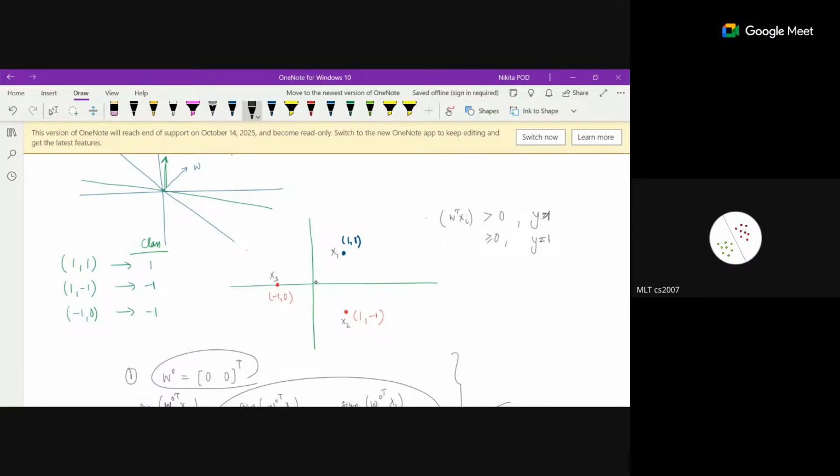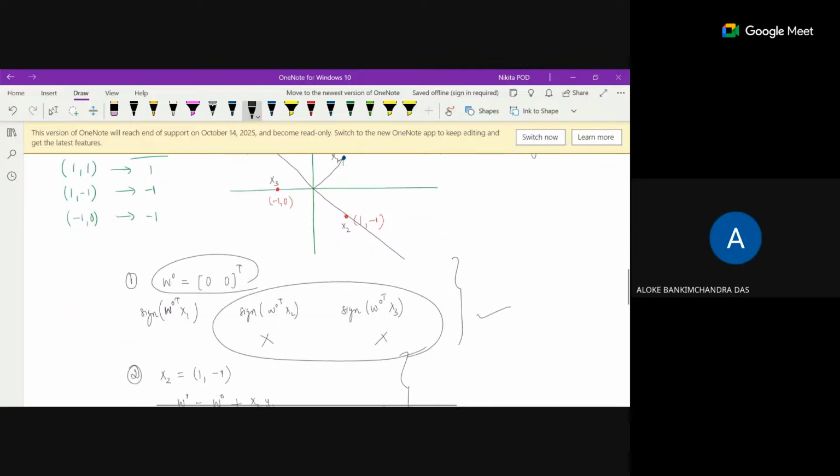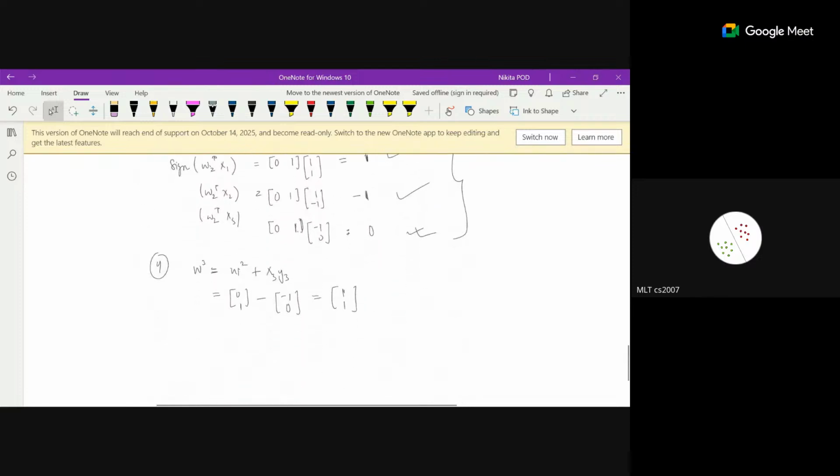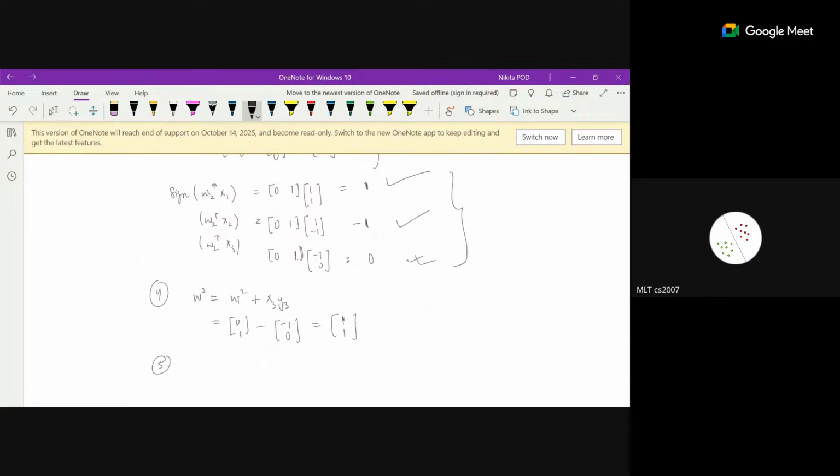So if I take 1, 1, then I know again it will make a mistake with respect to x2, my red one. Yes, x2, correct. So I will now do W4, which is W3, which is 1, 1, plus the 1 minus 1, right? So 1 minus 1 is 0. And this is 2.